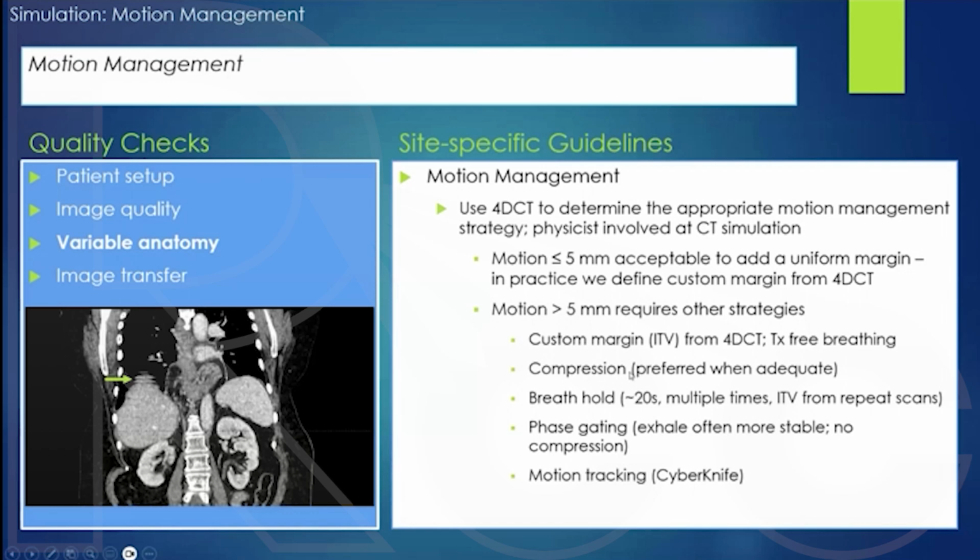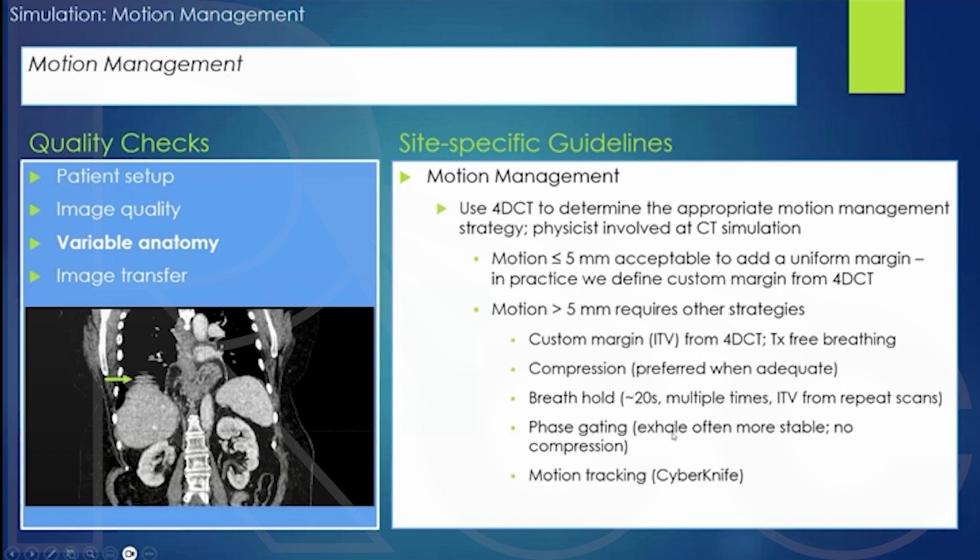Compression can also be used, and this is a preferred form of motion management when the compression is adequate at reducing the motion. Breath hold may also be used. A recommendation is for the patient to be able to hold their breath for around 20 seconds, to be able to repeat that multiple times, and then to obtain an ITV for multiple repeat breath hold scans.